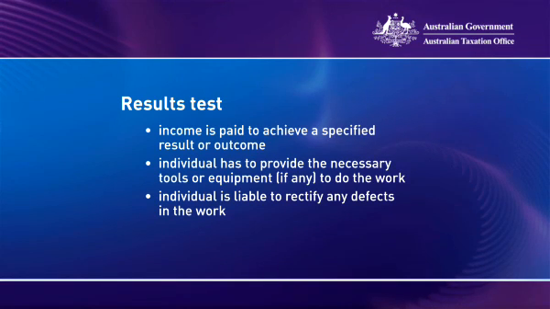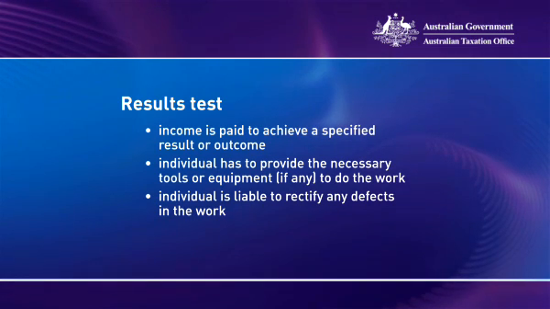Okay, well perhaps then just remind us of how the results test works. Sure. The results test will be satisfied when 75% or more of personal services income of an individual in a given year meets these 3 conditions. The first, the income is paid to achieve a specified result or outcome.